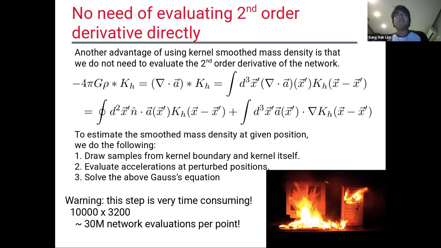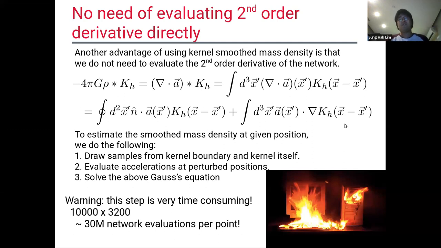Another advantage of using this kernel smoothed mass density is that we do not need to evaluate the second order derivatives of the network, because derivative calculation is an error amplifying process. If we could avoid derivative calculation, that's always the best. If you calculate this convolution formula more carefully, you can see that it expands this way, and the derivative terms can be absorbed into the kernel. Using Gauss's law, and since we know the analytic form of the kernel, you don't need to take any numerical differentiation.